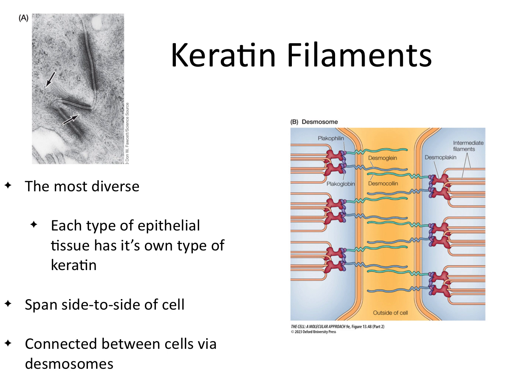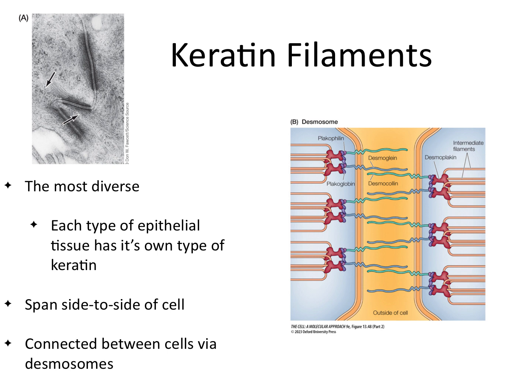So the first type of intermediate filament we're going to talk about are keratin filaments. This is the most diverse family of intermediate filaments. Each type of epithelial cell has its own type of keratin that's specific to that tissue. So we're really going to talk about this fairly generically. But these keratin filaments span the whole width of the cell and are connected between cells via those desmosomes we talked about.